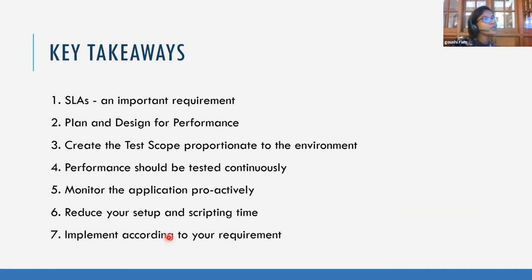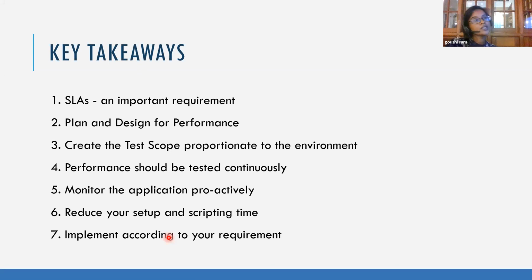Further, we need to create a performance test scope depending on the environment. This is not only important for performance test in DevOps. For any performance test, we need to come up with a test scope that is proportionate to the environment that we are executing. Performance tests also should be tested continuously. Only testing at the end is not enough for us. Apart from planning and testing the application, we need to monitor the application proactively to identify the threats before they become a failure.